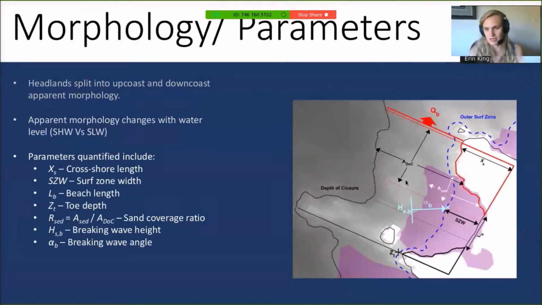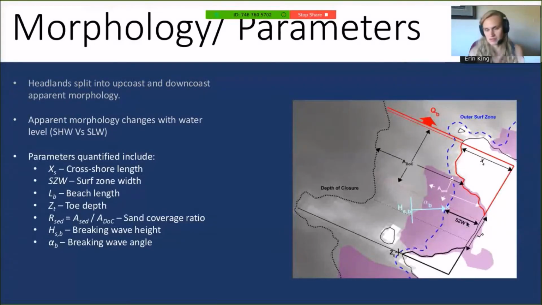Now, we've quantified a number of morphometric parameters. I'll go through some of the main ones here. So the cross-shore headland extent: if you extend a line from the back beach out through the headland and then go perpendicular to that from that to the headland apex, you get the length, which is the headland cross-shore extent, X_s. We have the surf zone width perpendicular to the beach here, SW. We have the breaking wave height and breaking wave angle here. We also have the depth of the headland toe, ZT, and QB is the bypassing rate.